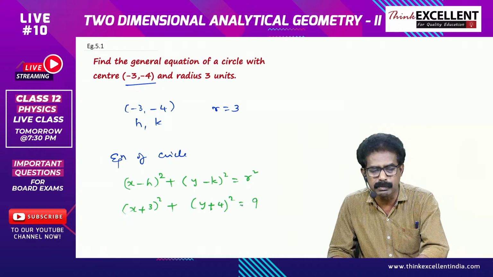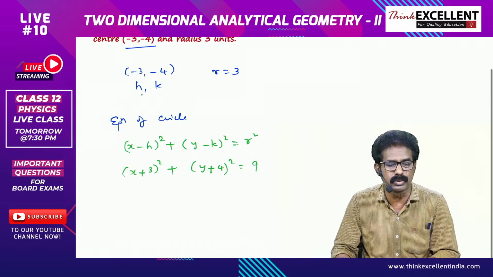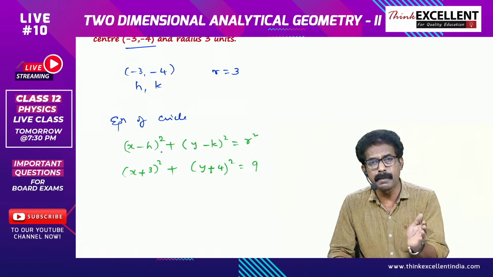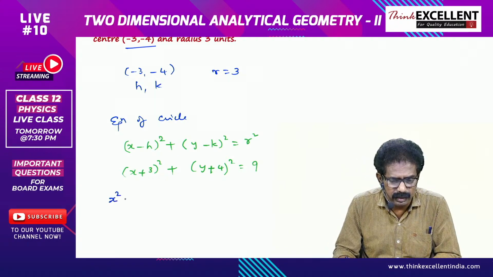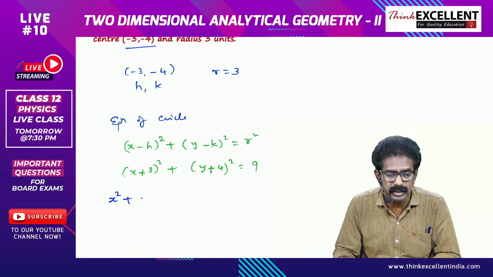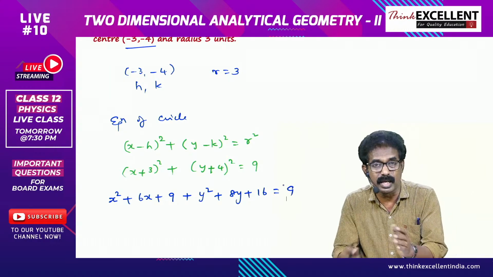Now, just to expand it, you only need the identity a plus b the whole square and a minus b the whole square. a plus b the whole square is a square plus 2ab plus b square. So you are getting x square plus 2 into x into 3, 2 threes are 6, 6x plus b square 9. Next, expand a square plus 2ab: 8y plus b square 16 equal to 9. This is the first question, so I am doing the full calculation.